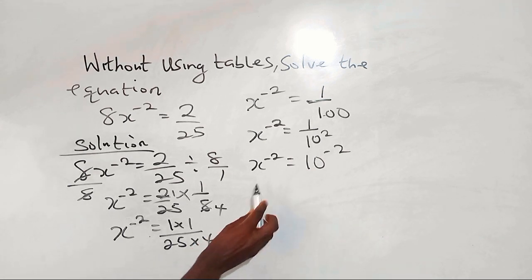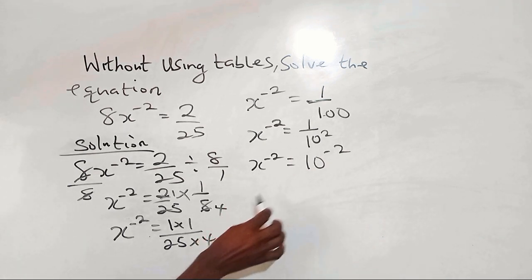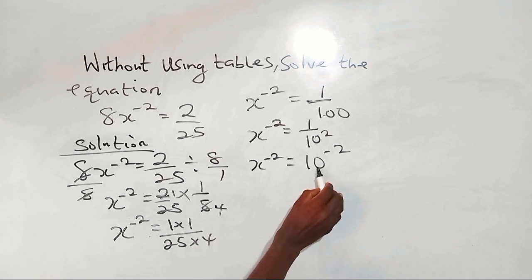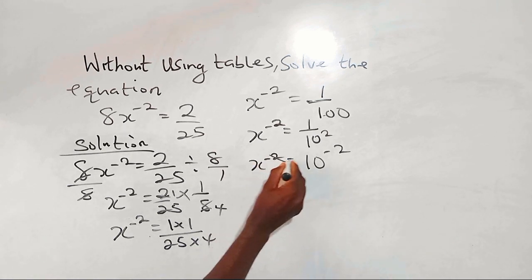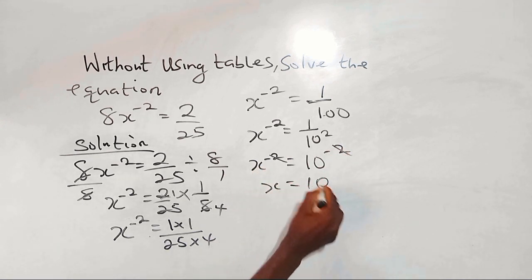Okay, so when you look at the left hand side of the equation, I have the power of x to the minus 2. The right hand side of the equation, I have the power of 10 to the minus 2, so I can eliminate it. So I have x equals 10.